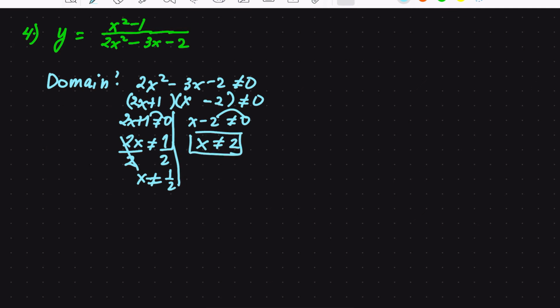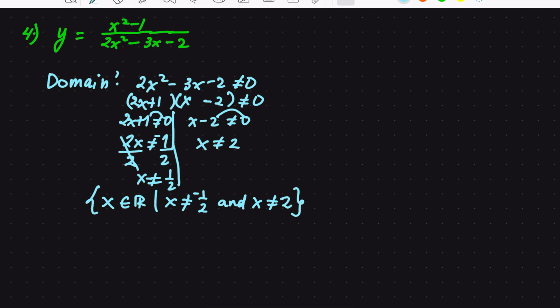So, meron tayong dalawang restriction doon sa domain. So, our domain, x is element of all real numbers such that x is not equal to 1 half. Negative pala, no? Negative 1 half and x is not equal to positive 2. Negative 1 half. Sorry. Okay. So, next, that is our domain.